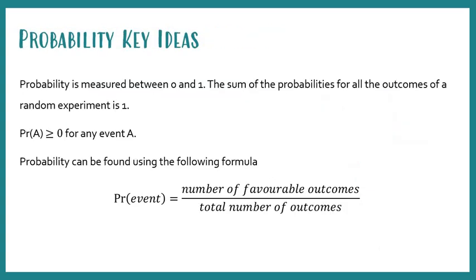Now, some of our key ideas for probability are that we measure between 0 and 1. Okay, now we like to use fractions. There are some cases where we will use decimals. However, we do not use percentages. Okay, so that's a really key one there, that there are no percentages in probability. Now, for any event A, our probability is always going to be greater than or equal to 0 and less than or equal to 1.